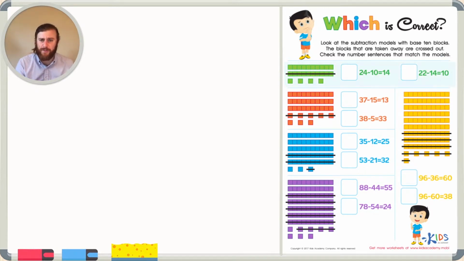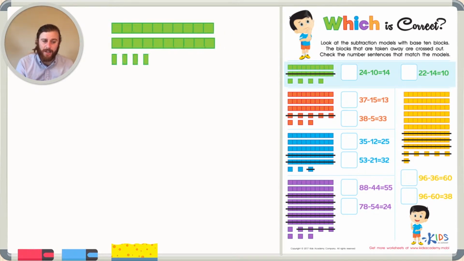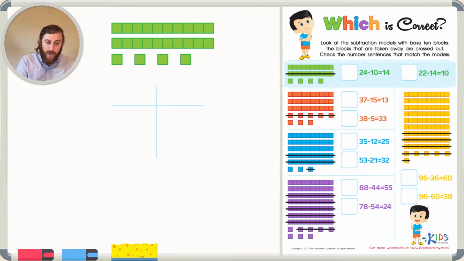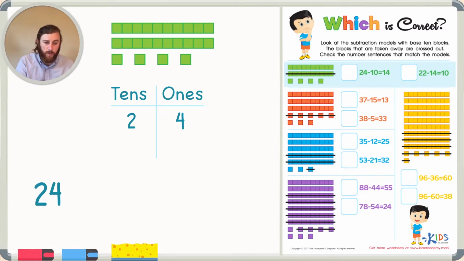Okay, so let's look at the first problem. I see the base 10 blocks look something like this. I see 2 longs and 4 cubes. What does that look like in number form? Well, let's make a place value chart. We have the place of the tens and the place of the ones. So, how many tens are there? Well, longs, otherwise known as tens, there's 1, 2. So we'll put a 2 in the tens place. And there's 1, 2, 3, 4 ones. So our starting number is 24.